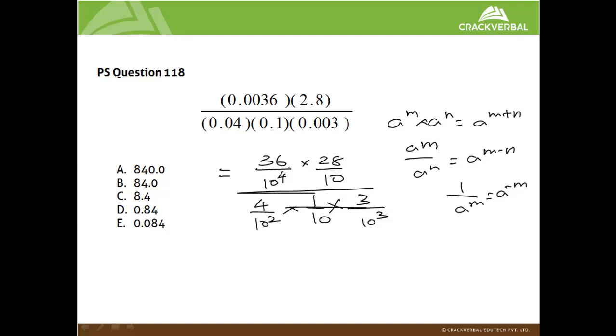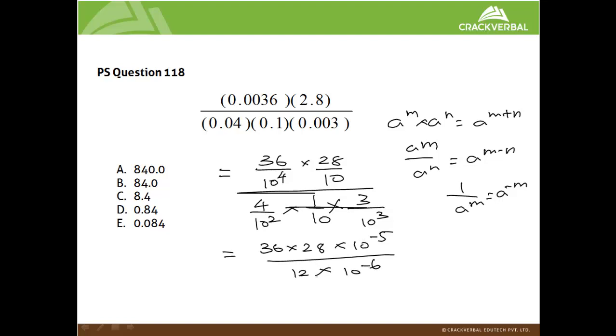So if you are bringing the denominator to the numerator, always write a negative power. So here 36 by 10 to the power 4 into 10 can be written as 10 to the power 5. So 36 into 28, the denominator will become 10 to the power 5. While we try to bring it to the numerator, this will become 10 to the power minus 5. Divided by 4 into 10 square into 10 cube. So you have 5 tens here. So 4 into 3 is 12. So 12 into 10 to the power minus 6.